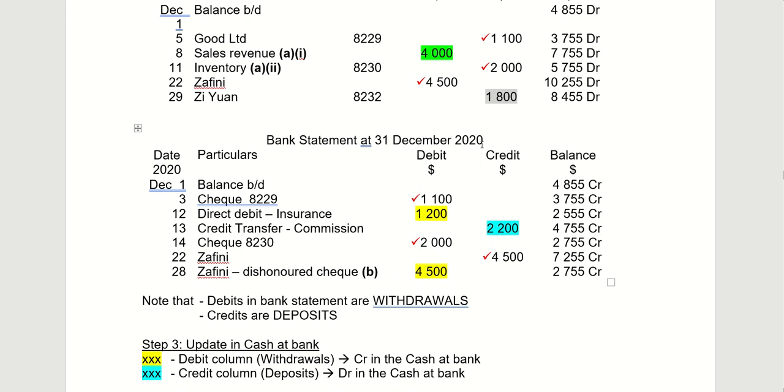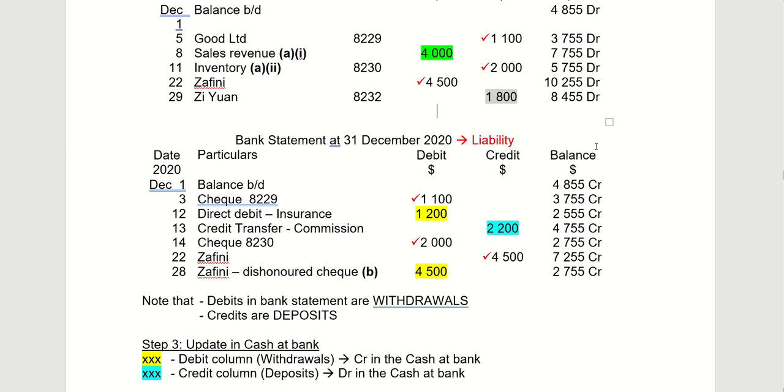Now we know that the balance in the bank statement is a liability. Why is it a liability? Because this amount doesn't belong to the bank. It actually belongs to the business. Therefore, it is not an asset to the bank. It is a liability to the bank. Anytime you ask the bank to return money to you, the bank has to do it.